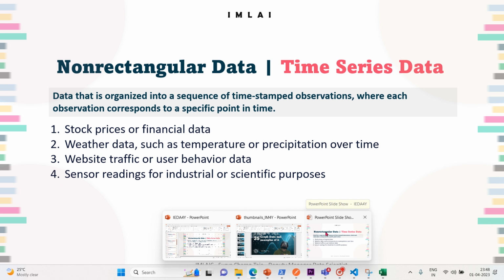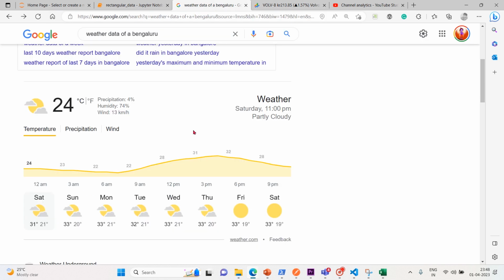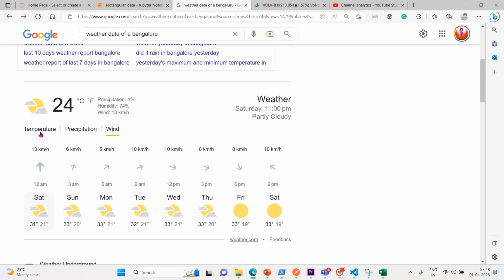And similarly, we have weather data such as temperature or precipitation over time. So I'm going to check weather data. Yep, this is Bengaluru weather data. If you check, this is the temperature. If I click on precipitation, I'll get the precipitation. Here I'll get the wind. So these are all different types of data.